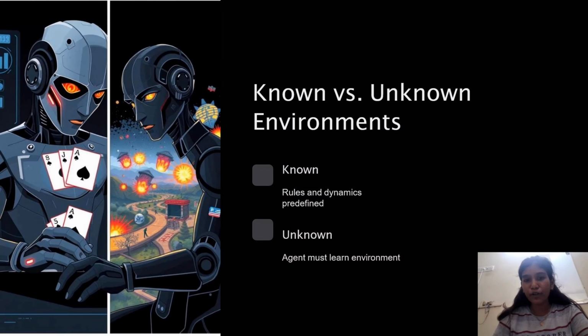Known versus unknown environments. In a known environment, the agent understands the rules and outcomes of actions. It can plan effectively. But in an unknown environment, the agent has to learn or explore to understand what actions will lead to which outcomes. This adds complexity to its decision making. So this is all about the different task environments.